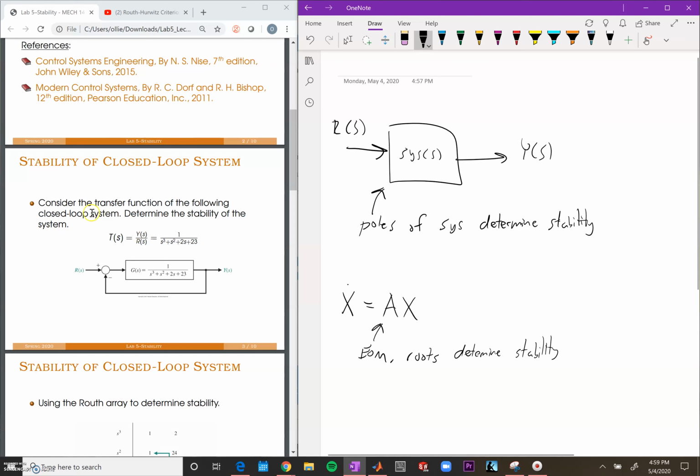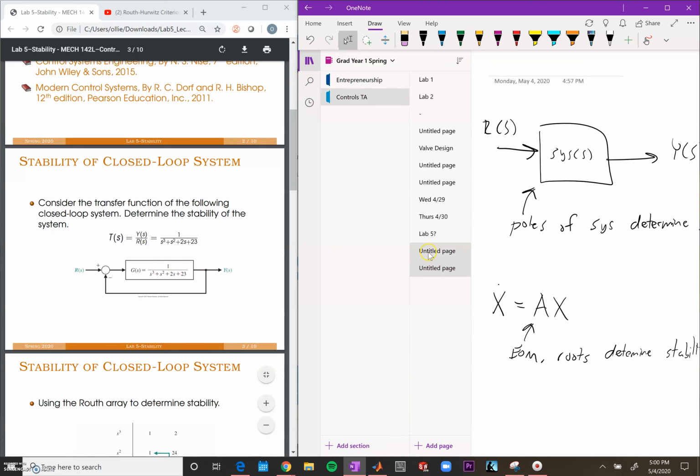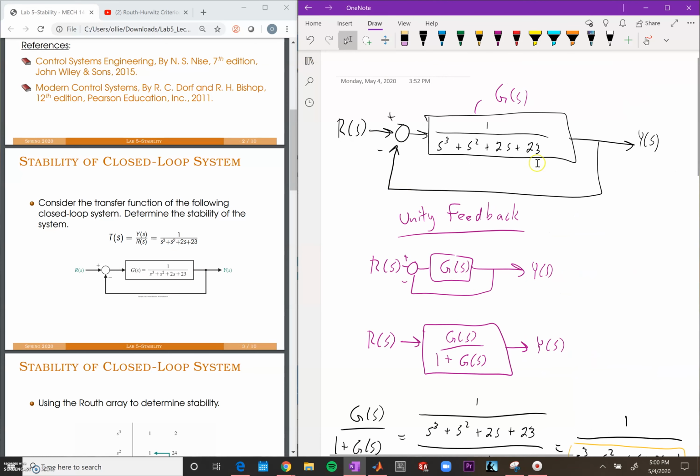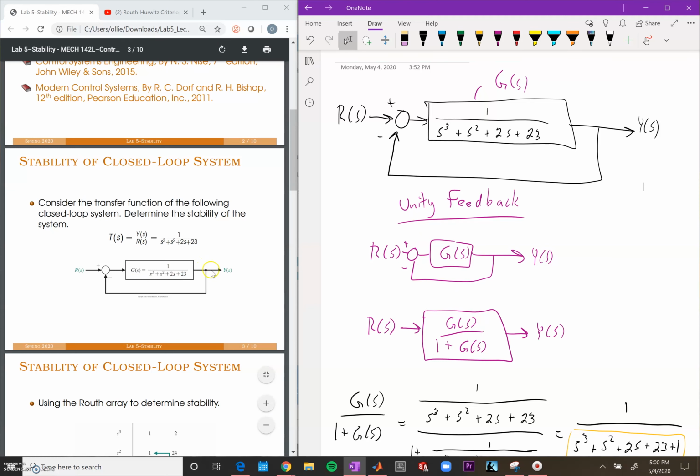For this example, we have a transfer function that is closed loop, so we're going to use this first method here. We need to find the poles of the open loop transfer function. This is closed loop, so we need to make it an open loop transfer function. What we're going to do is use the feedback equation, G of s over 1 plus G of s. That's how we can simplify this down to one block, because this is just unity feedback here.